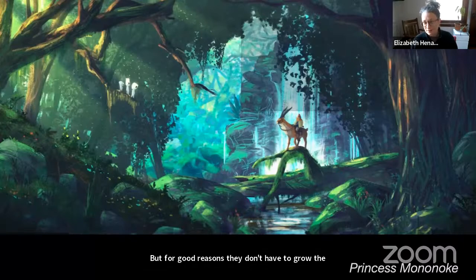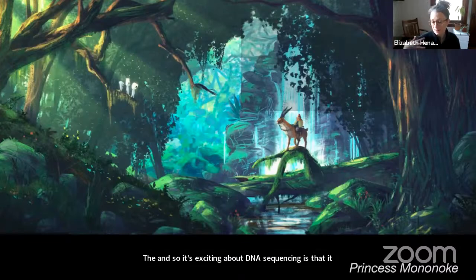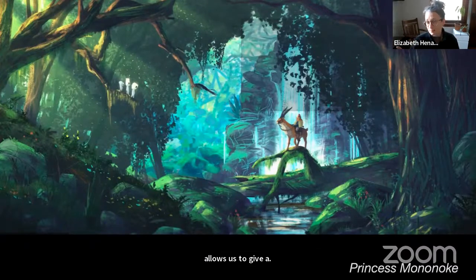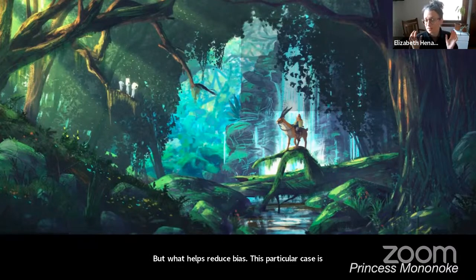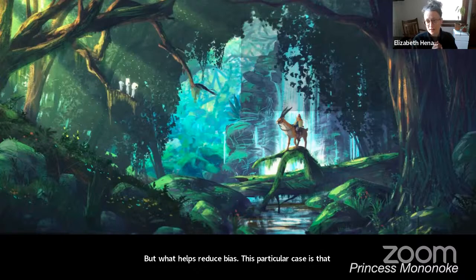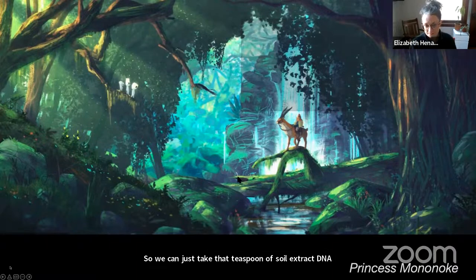And so what's exciting about DNA sequencing is that it allows us to get a less biased vision of environmental microbiomes. I say less biased because all tools are biased in some way or another. But what helps reduce bias in this particular case is that we don't have to grow them to know something about them. So we can just take that teaspoon of soil, extract DNA directly from it, and sequence it, and get a broader picture of what's living there.